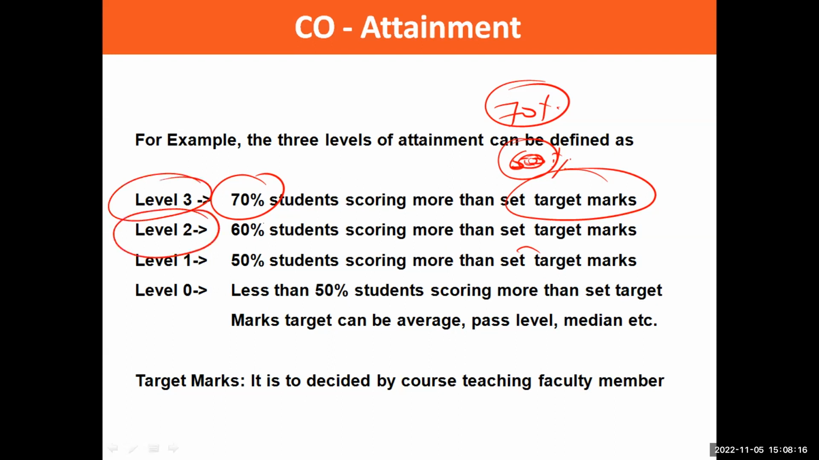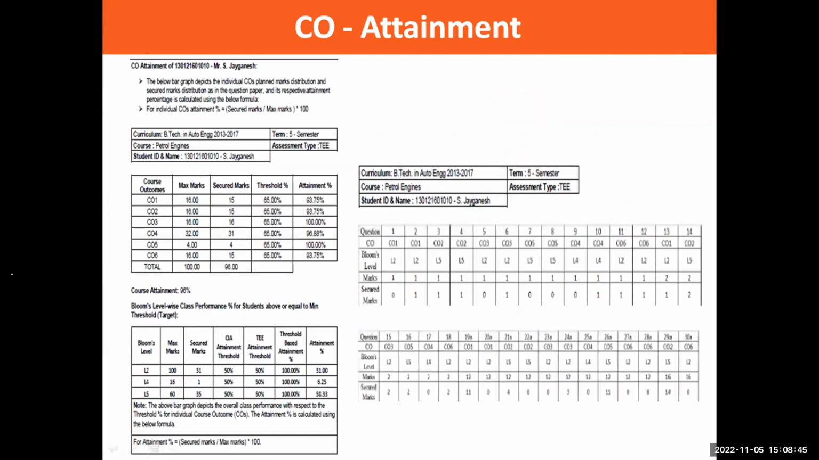Level number 2 has been achieved if 60% of students achieve the target. Similarly, level number 1, if 50% of students achieve it. And guys, this 70, 60, 50 again depends upon you. You can define it as 80, 70, 60, or you can define it as 90 or even 100%. That depends upon you. That is the kind of freedom we have with the course attainment or CO attainment. Similarly, the CO attainment is calculated that way, and the results need to be shown to the students.